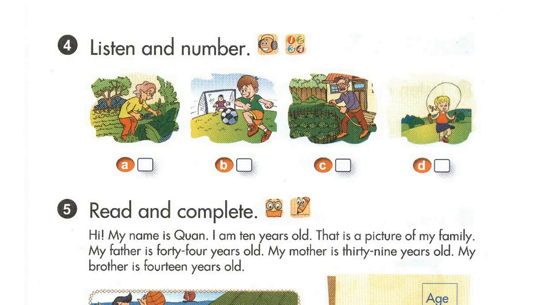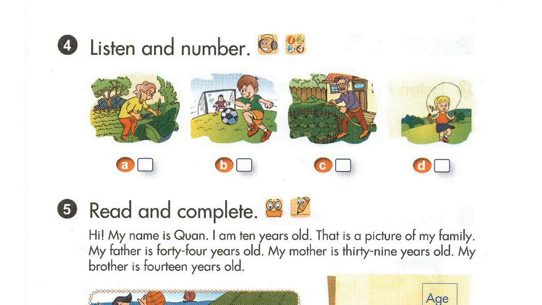Page 9. Lesson 2. Activity 4. Listen and number. 1. That's my sister. How old is she? She's 6 years old. 2. That's my grandfather. How old is he? He's 68.